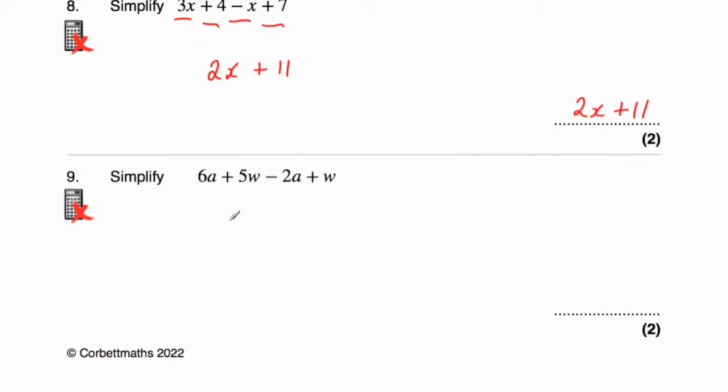So let's deal with our a's first of all. We've got 6a take away 2a. Well, 6a take away 2a would be 4a, so 4a. Now let's deal with our w's. We've got 5w, or positive 5w, plus another w. Well, 5w's plus another w, that would be 6w's. So 4a plus 6w's. So that would be 4a plus 6w.